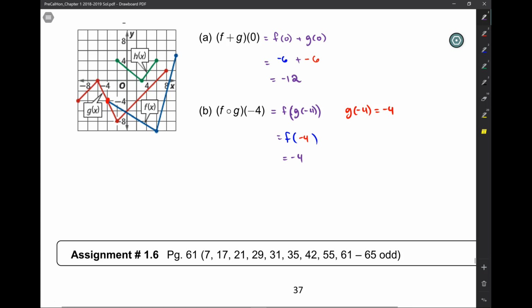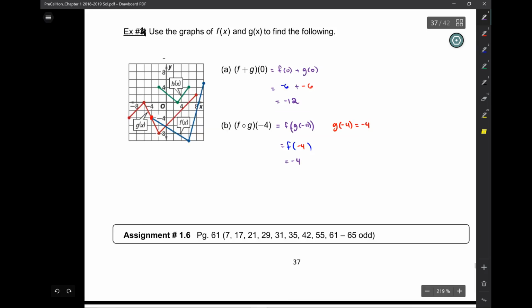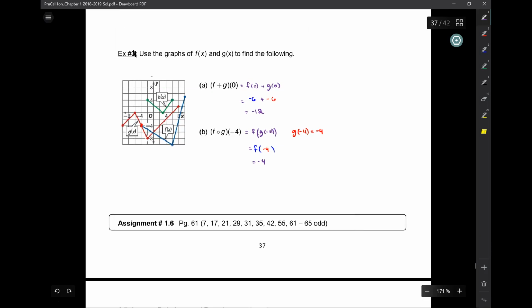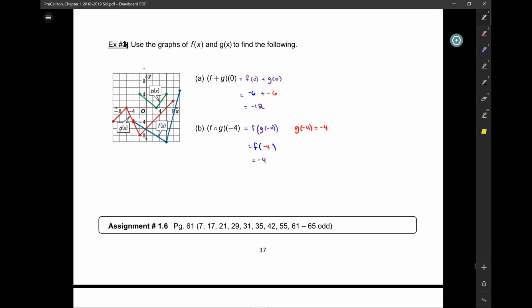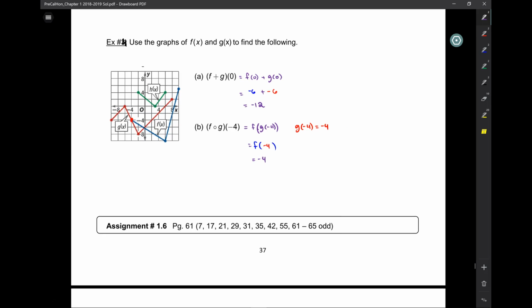All right? These are my favorites. Again, why do I like these? Because it tests your knowledge of everything we did in this lesson. And there's practically no computation, right? So they make for great test questions.